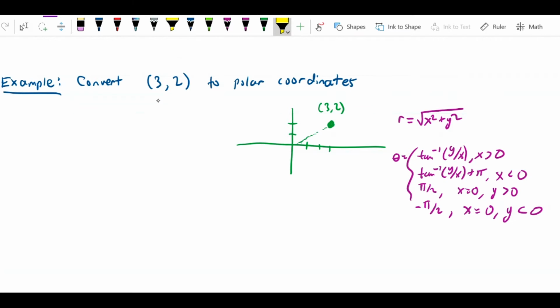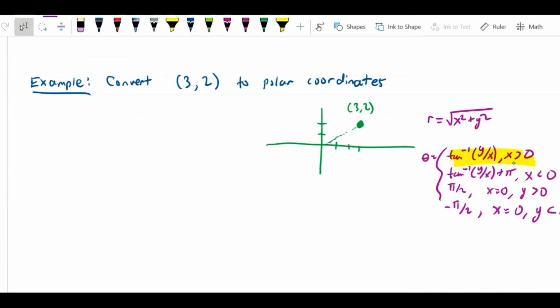What we have is x is positive, which means that we're simply going to be applying that first rule, and that means that we can write that r is going to equal the square root of 3 squared plus 2 squared. That equals the square root of 9 plus 4, or like I had said earlier, the square root of 13. I did that quickly in my head, but I just wanted to show you how we got there.